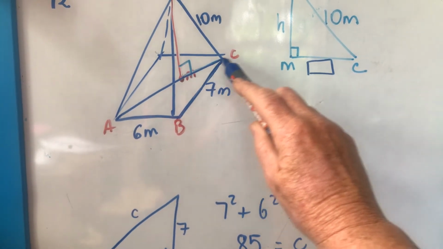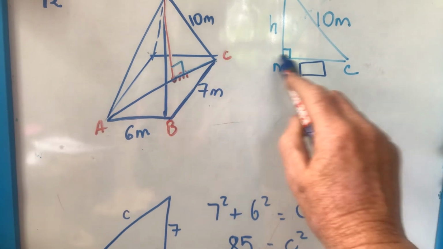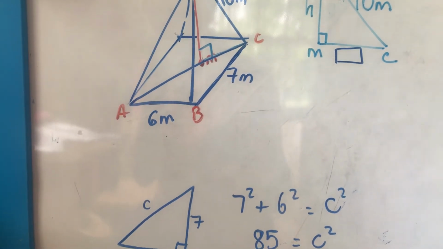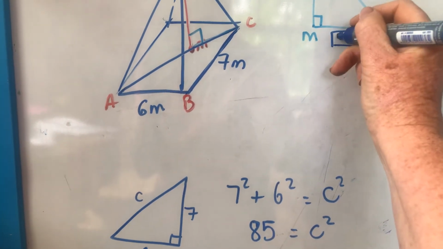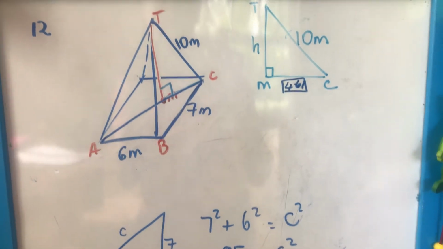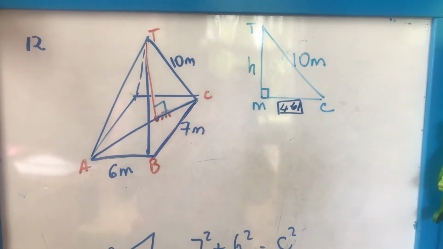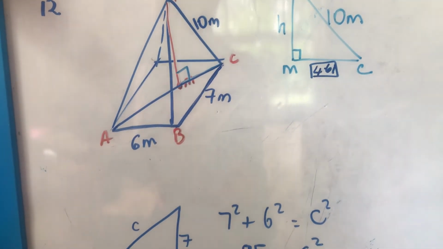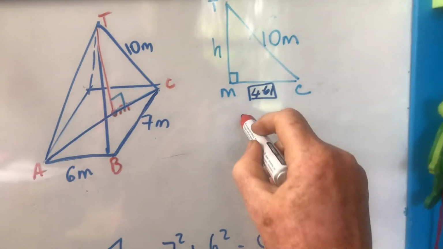So that means that halfway of that is the bit that I need for my diagram. So divide that by 2. We have 4.61. That is now in my triangle so that I can work out the height of the pyramid. So we just use those numbers here.